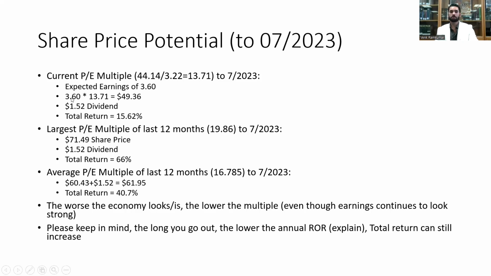Okay, how do I know that? Because I'm taking $3.60, multiplying it by the price to earnings ratio. Remember, P over E equals PE ratio. So in order to find the share price, you already know E, which is $3.60. All right, so you multiply 3.60 by the PE multiple and you get $49.36, right? So if you add on the $1.52 dividend, you're getting a total return of 15.62% over the course of next year, okay?